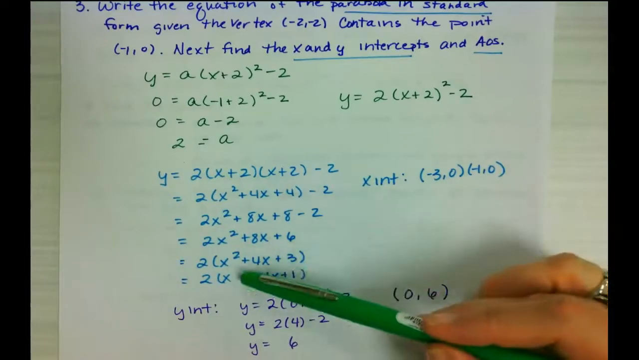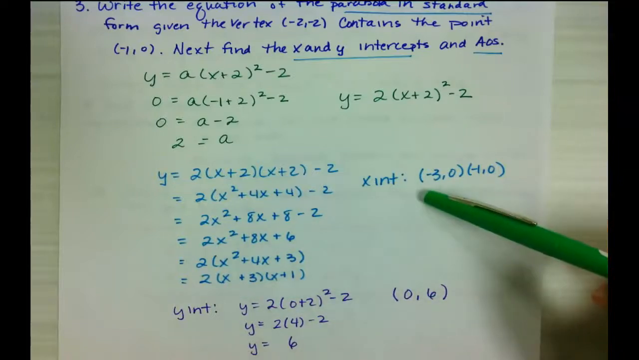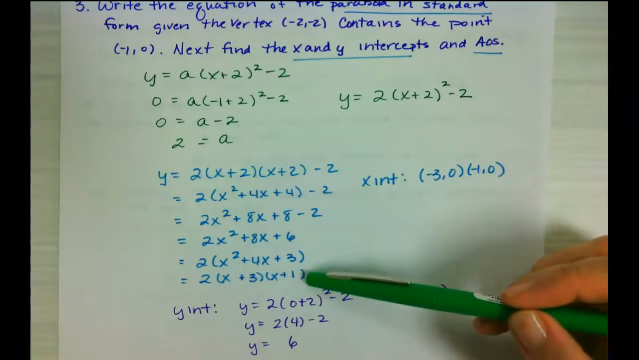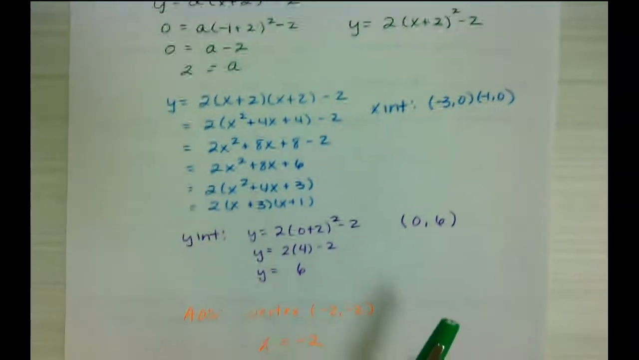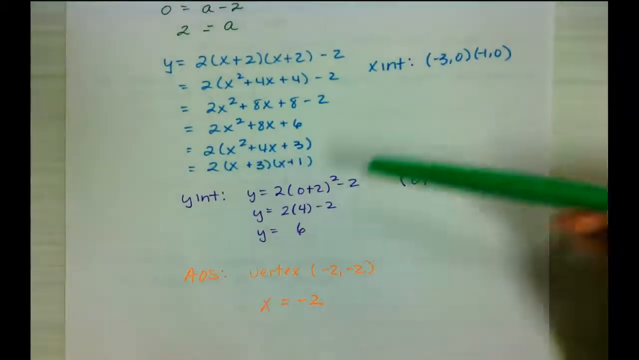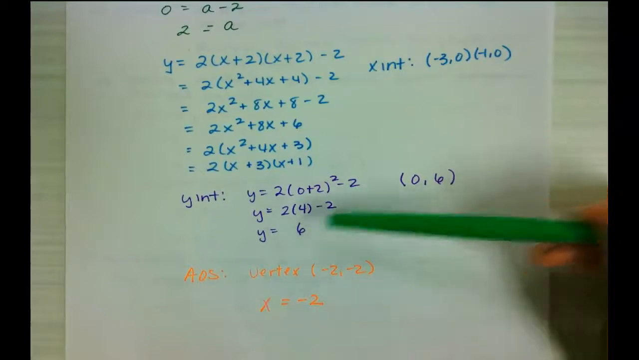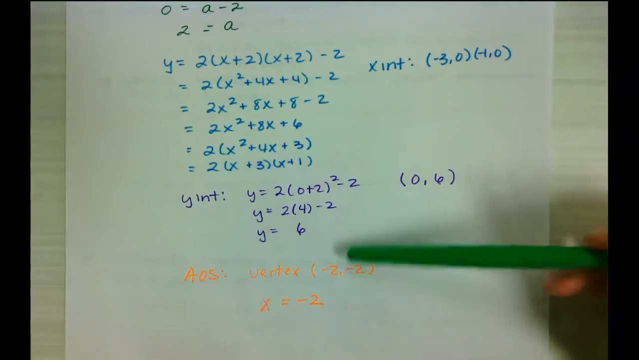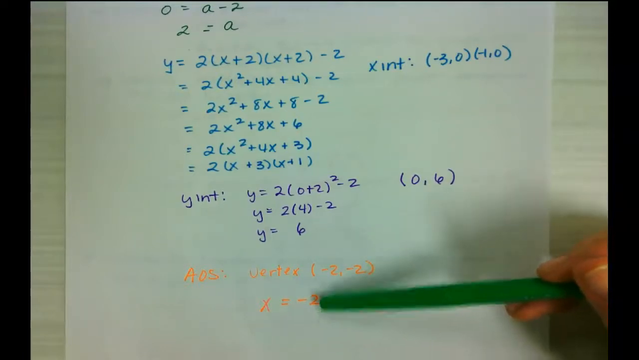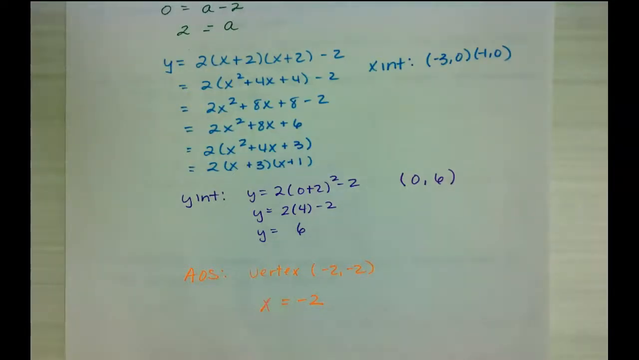And that means I have a root right here at x equals negative 3, which I would write as negative 3, 0, and one at x equals negative 1, which I would write as negative 1, 0. Then again, to do the y-intercept, we plug in a 0 for x, so I plug in my 0 right there. It works out nicely as y equals 6, and it's a coordinate point, so I would write it as 0, 6. And finally, the axis of symmetry would be the line that goes through the x value of the vertex. So I would say x equals negative 2.